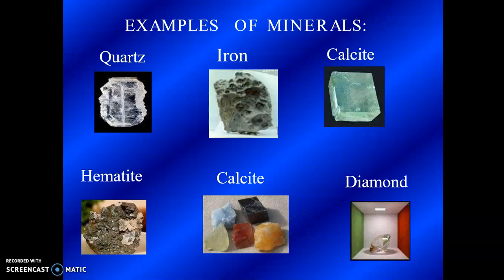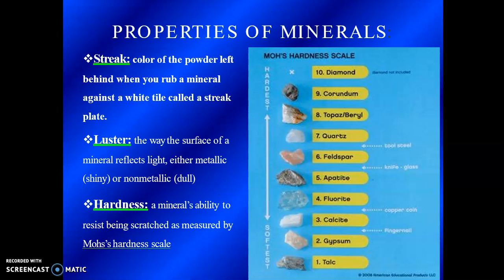These are examples of minerals: quartz, iron, calcite, diamond, and hematite, with different colors of calcite as well. These are the properties of minerals: streak, luster, and also hardness, which indicate different properties and identify the minerals in nature.